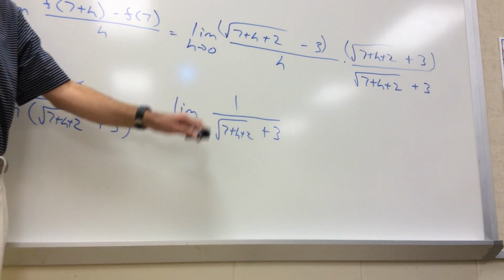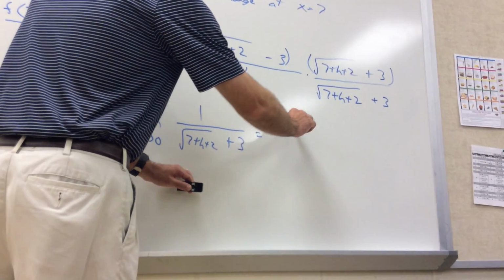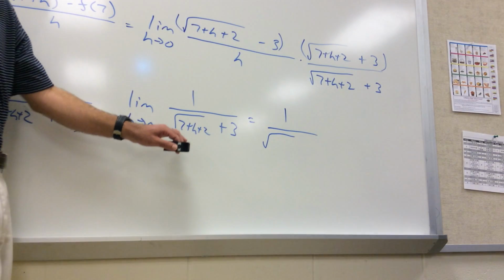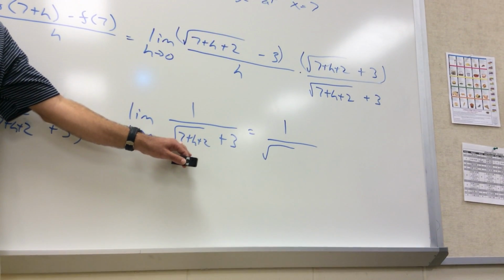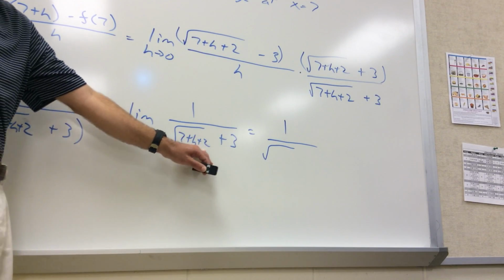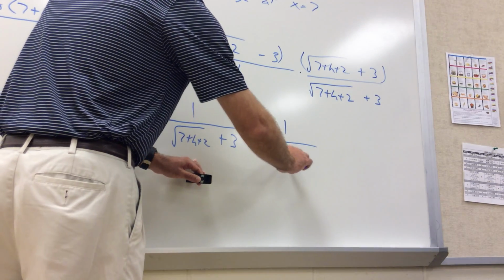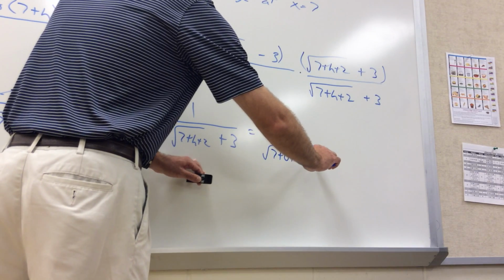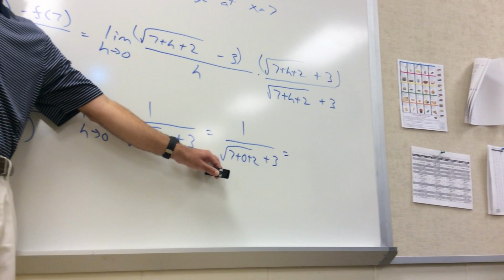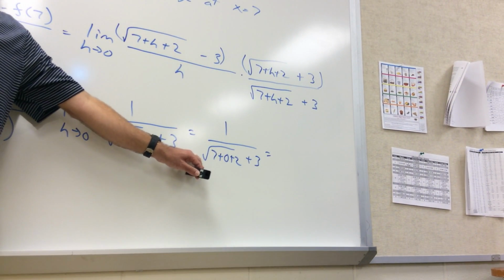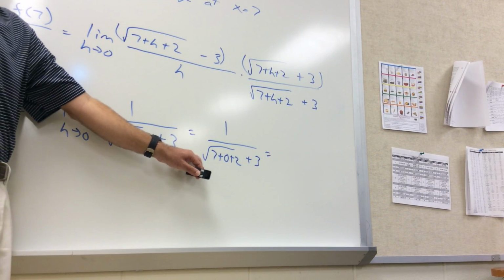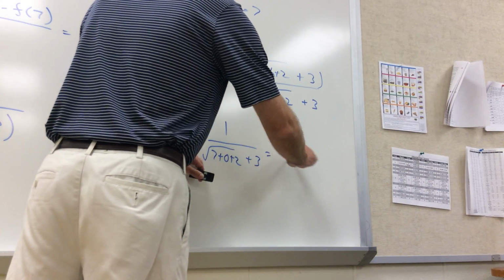So the limit of 1 is 1. The limit can go inside the square root. The limit of 7 is 7. The limit of h is 0. The limit of 2 is 2. So that'll be 7 plus 0 plus 2 in there. And then the limit of 3 is 3. And then 7 plus 2 is 9. Square root of 9 is 3. 3 plus 3 is 6. So the final answer is 1/6.